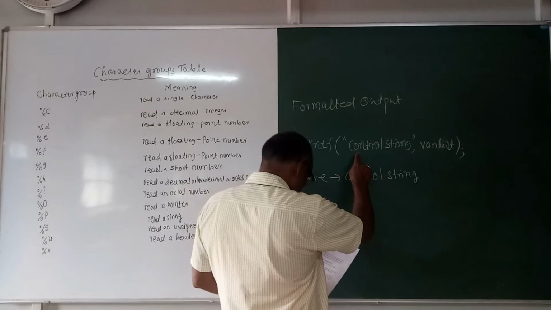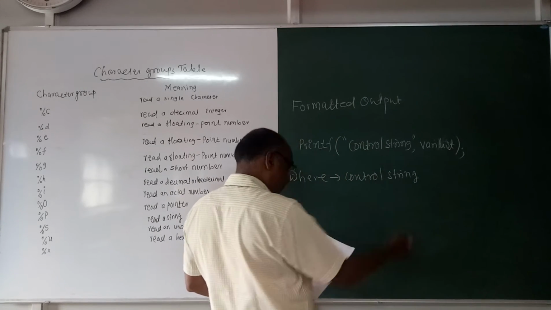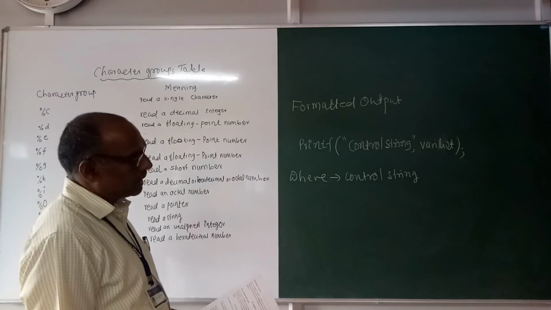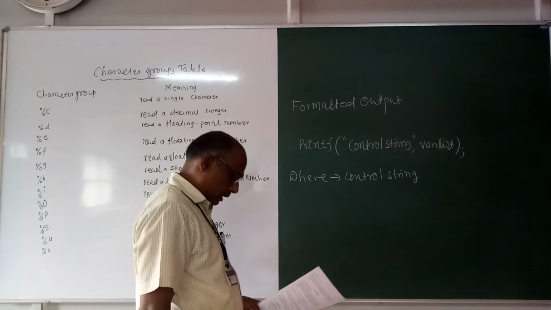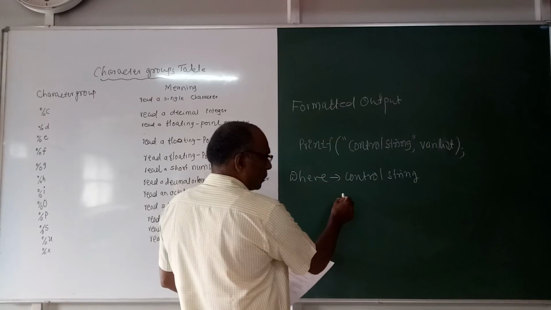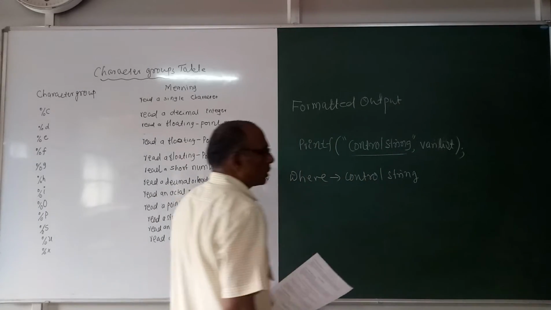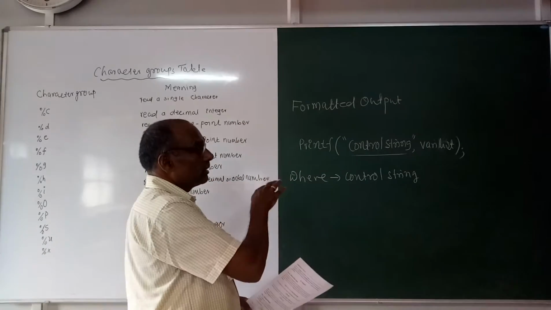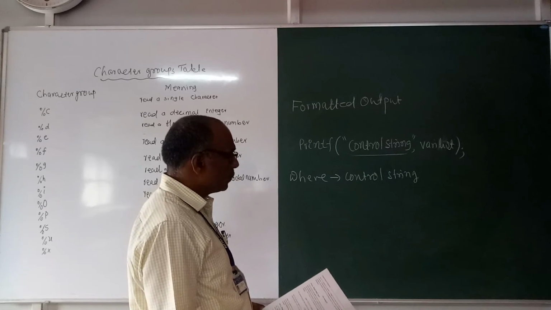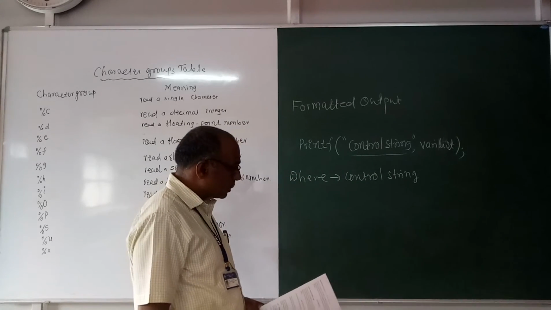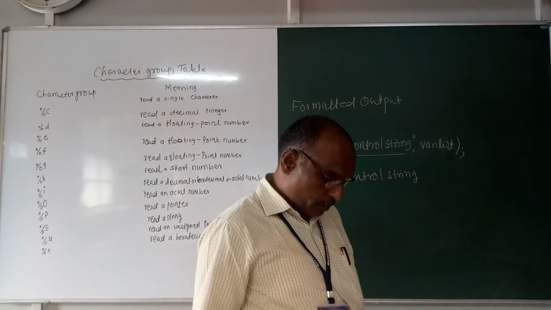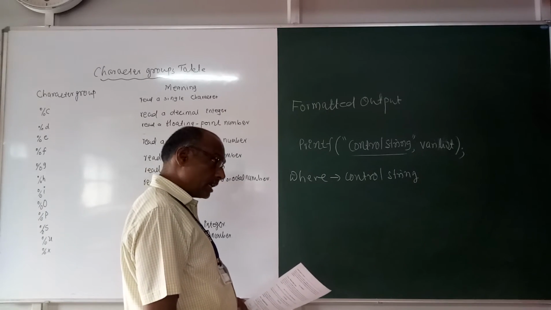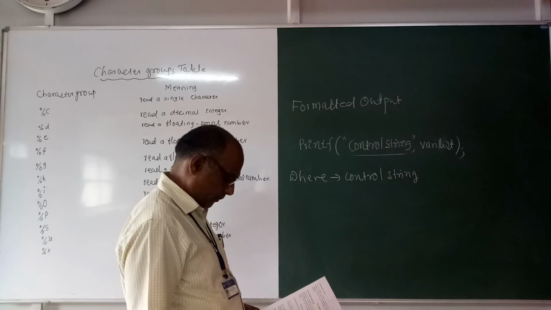Specify the type and set format of the values to be displayed on the standard output device called the monitor. This is one. What is this control string? Even in scanf we had this control string. There it has a different meaning. Here it has a different meaning. Here the control string specifies the type and format of the values of the variables to be displayed.